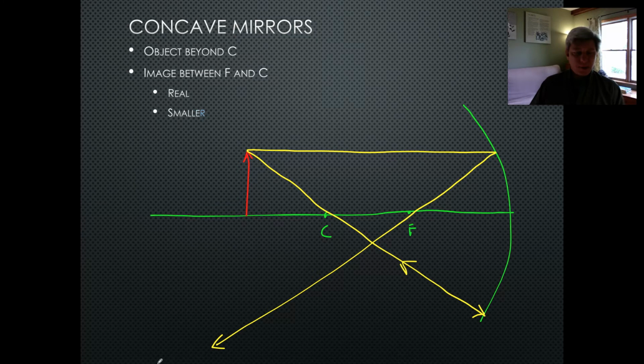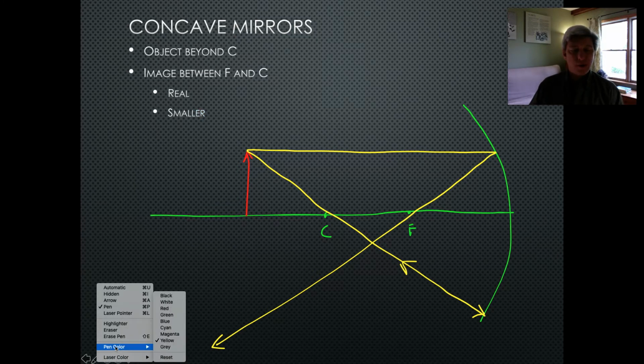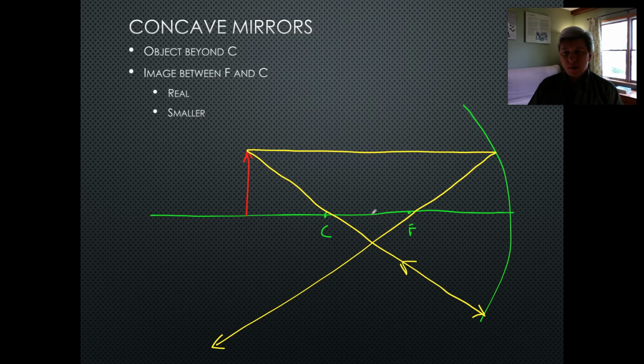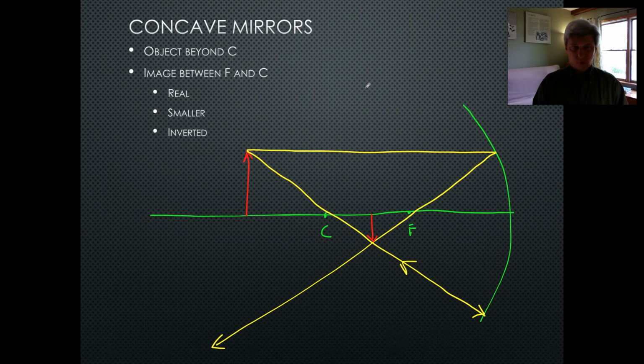And so what happens? Well, notice that these two rays of light intersect right here. And so the image that I form is going to form between the focal point and the center of curvature. The image will be real.